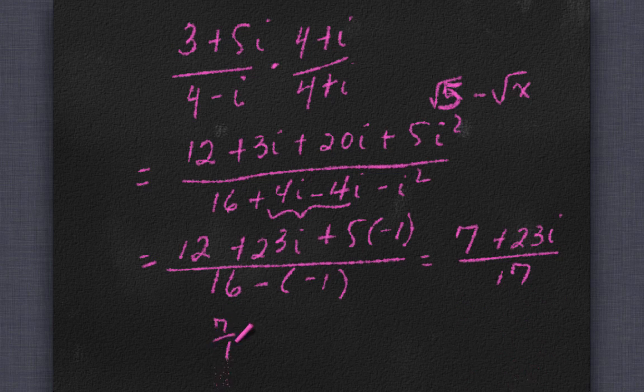And now I can write it as 7 divided by 17 plus 23 over 17 i, and that's just an ordinary complex number. So whenever you divide, you just take the denominator, change the sign in the middle, and then multiply by that above itself. This, I think, is all that you need to know about complex numbers for this section.